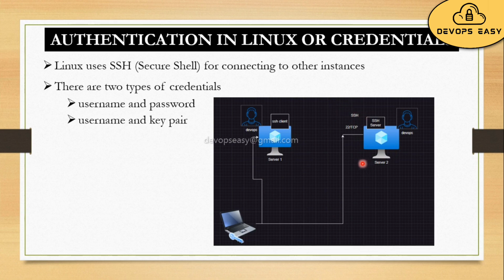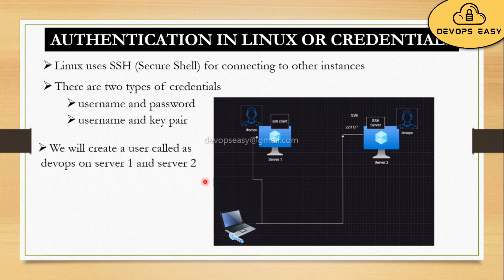In order to log in, there are two methods. One is you can use the username and password of the server. Another one is username and key pair. If you see, this is the DevOps user. You need to create a new user called DevOps. This DevOps user will log in to the other DevOps user. In order to log in, we can use a key pair or a password. To get a key, we can create our own key. We will create a user called DevOps on server 1 and server 2.